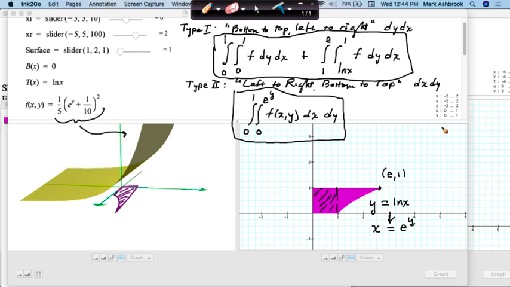But this way, you have to split it up because the bottom is different. Right, going up. Makes sense. All right. Thank you. Yep.